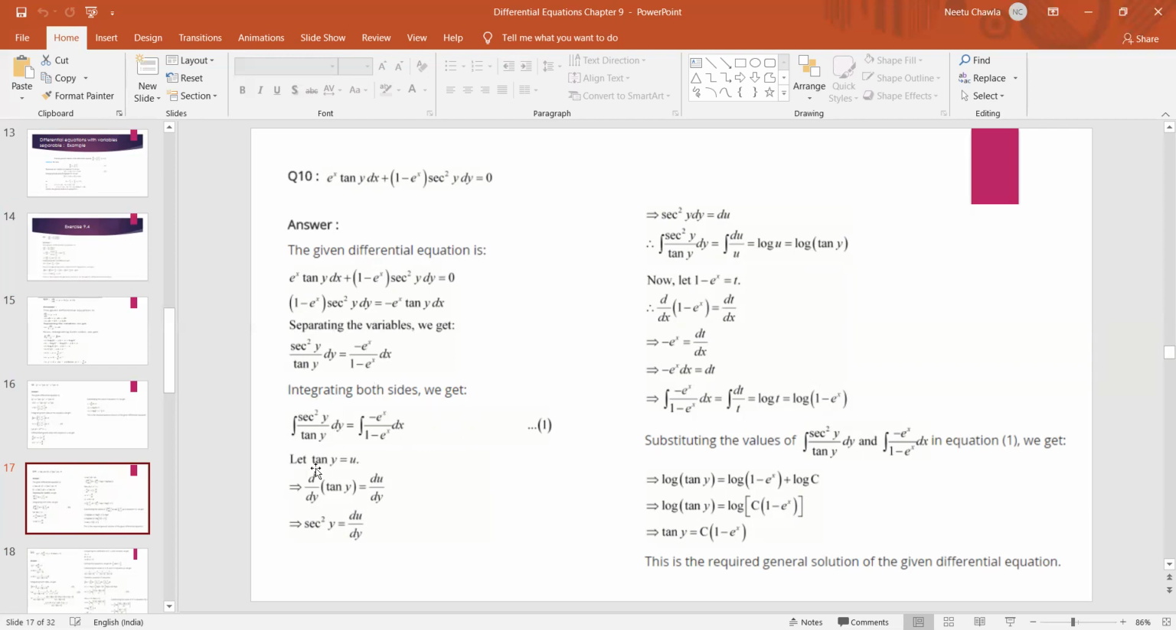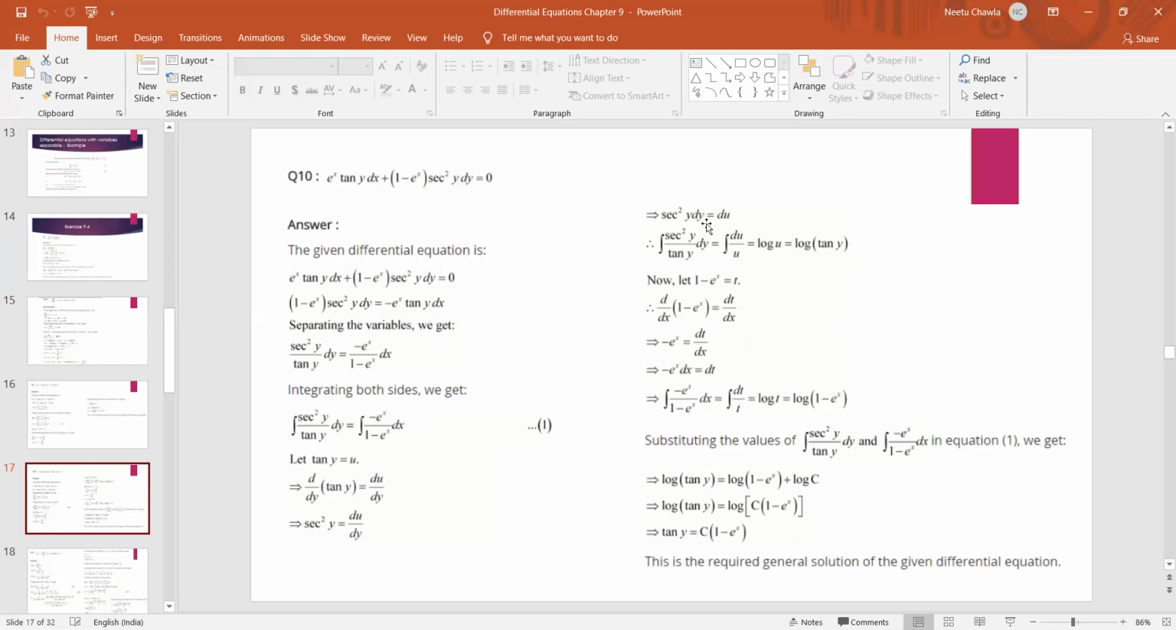Now for the left hand side, if I take tan y as u, sec square y dy will become du, which will give me du upon u. See this, du upon u, which will give me log u, that is log of tan y. This is the integration of the left hand side. Now for the right hand side, if I take 1 minus e^x is equal to t, I am getting minus e^x dx is equal to dt. See this? And in place of this, we'll substitute dt upon t, which will give me log t, or I can say log (1 minus e^x).